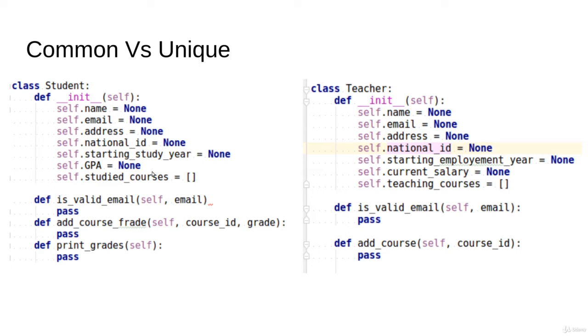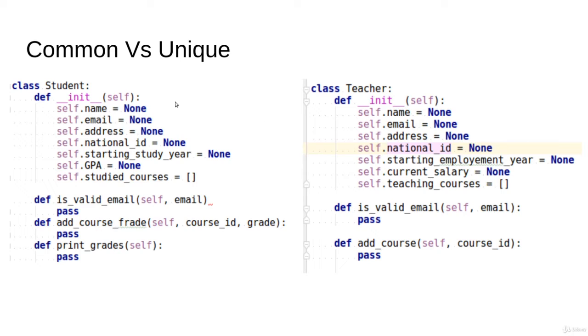This code doesn't compile. And for the teacher, we can have something also like name and email and address and national ID. We have the first year where this person started employment. We have his current salary, teaching courses. We might also need to validate the email address of this teacher, and we would like to add a course to his teaching courses.